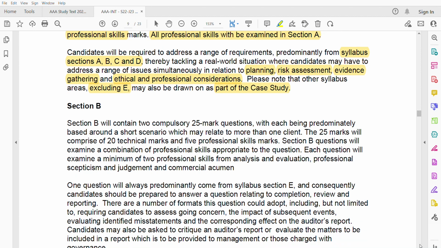Now I told you that we have two sections, section A and section B. In section B, there are two questions worth 25 marks each. All the questions are compulsory, by the way. There are no optional questions. Earlier it was there, now it's removed. Earlier means way back, when this paper was known as P7. Now it is AAA, no more options, all are compulsory questions. Each is a 25 marks question, and out of this 25, 20 are technical and 5 are professional skill. Out of this professional skill, a minimum of 2 will be asked. Not like section A where all four professional skills are tested. No, only 2, from the four, such as analysis and evaluation.